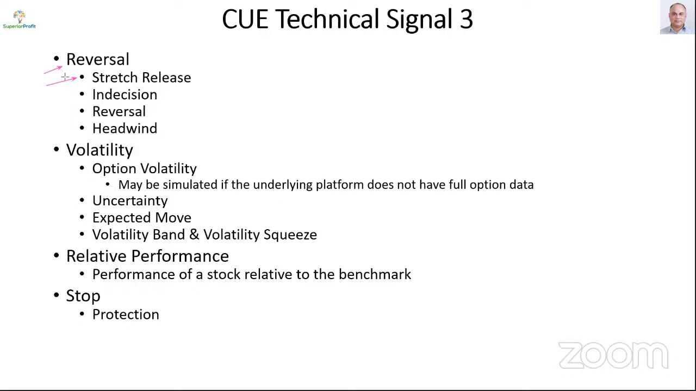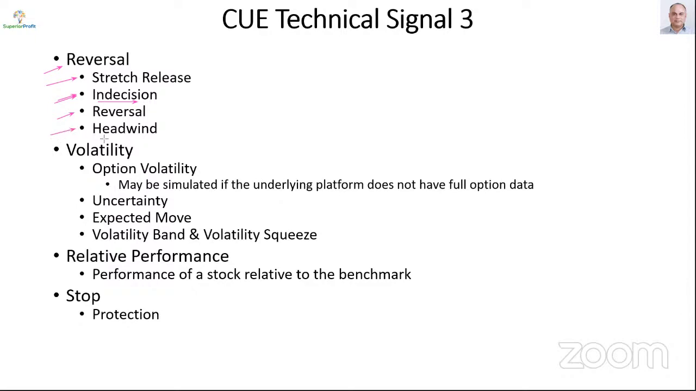We have different reversal signals. One is stretch release, that is release from overbought, oversold condition. Then we have indecision signal, that is indecision at the top. Because it is at the top, it is classified as possible reversal. You may say possible reversal signal. Truly speaking, it is indecisive signal, but because Q indecision happens at the top, it is classified as reversal signal. I'll go through more detail on this later. Then we have Q reversal itself. That's a reversal candle, another kind of reversal.